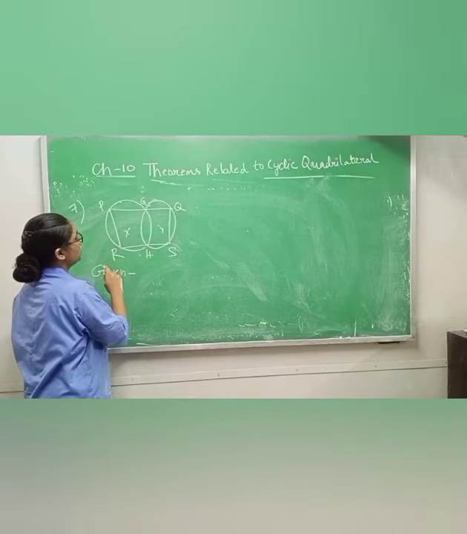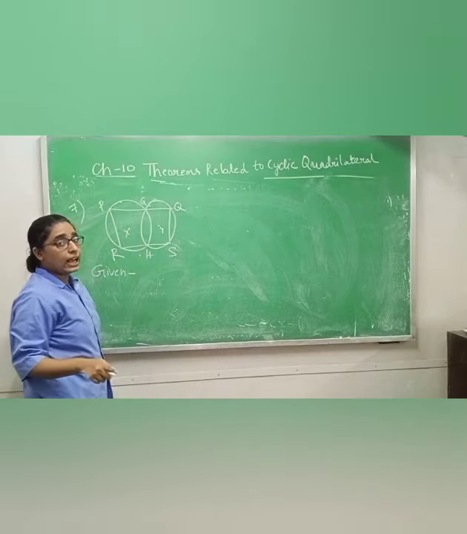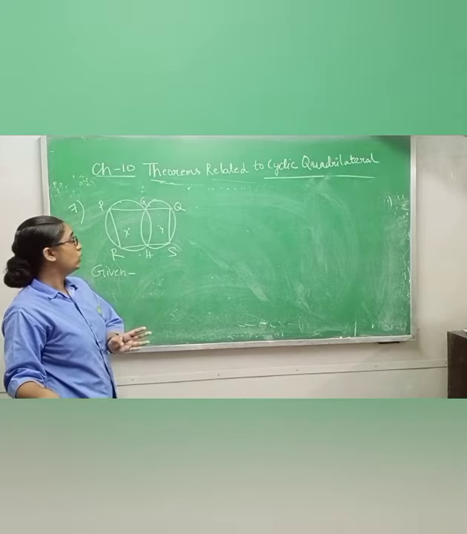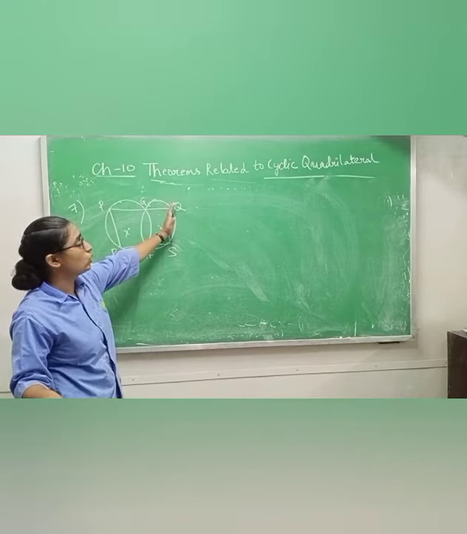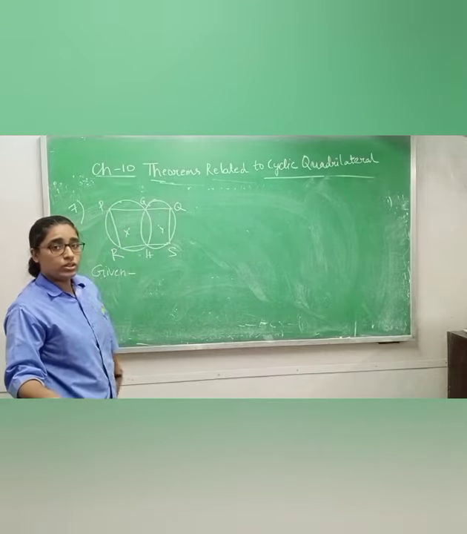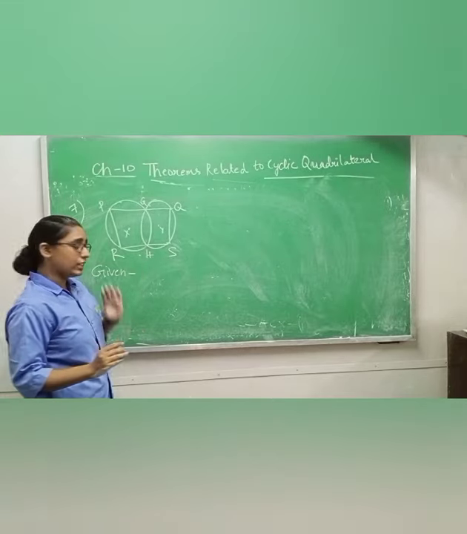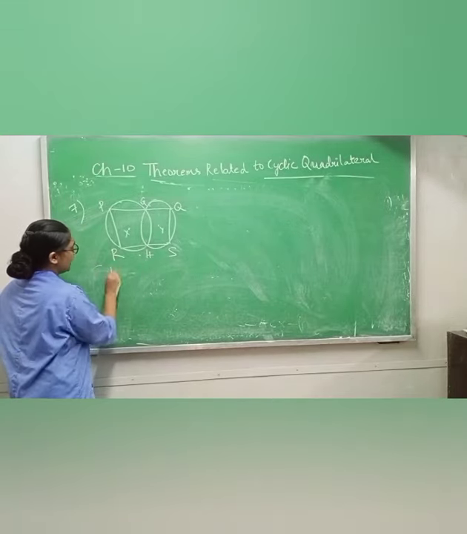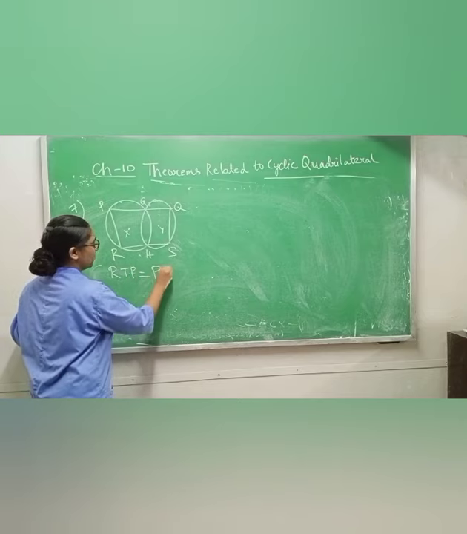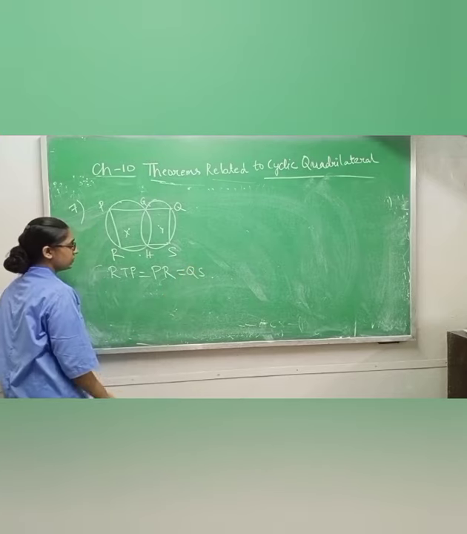Now we have to prove that PR is equal to QS. In the last one, question number 4, we proved that PR is parallel to QS. Now in this one we have to prove this line is equal to this one. In the given part from the book you will write, I am not writing here, I am writing RTP. In RTP you can write what they have given already: PR is equal to QS.